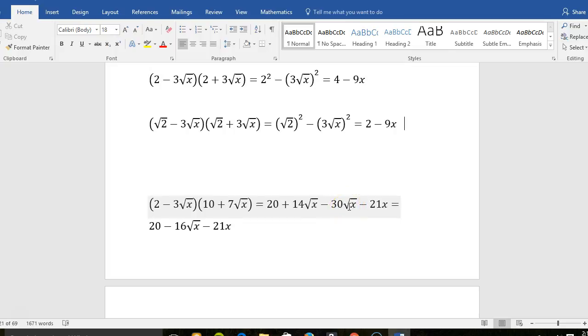We have commutativity and all that. And then now negative 3 rad x times 7 rad x. Now the negative 3 times the 7 is negative 21. Radical x times radical x is just x itself. We're assuming all variables positive as always. Now we can combine the two terms in the middle. Positive 14 minus 30 is negative 16. So we have 20 minus 16 radical x minus 21x.